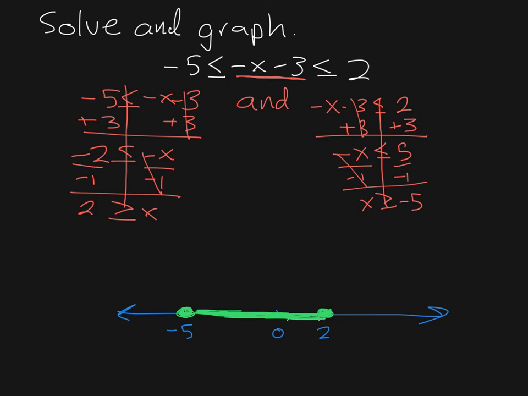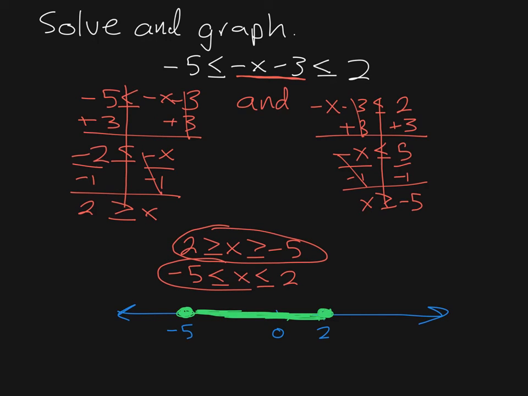And we can rewrite our solution as 2 is greater than or equal to x, which is greater than or equal to -5. So this is perfectly fine because we have everything in order. The x is in between. Sometimes people like to write it like this. They put the smaller number first, and the largest number, the maximum, they put last. So either one of these is a perfectly fine answer.